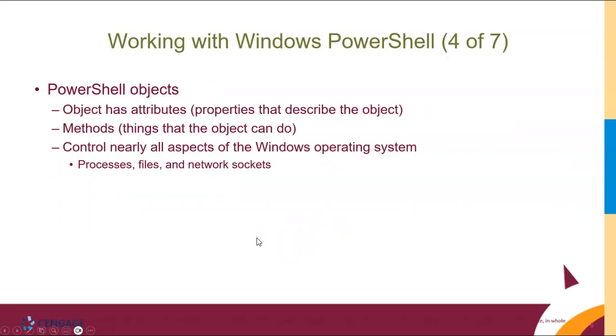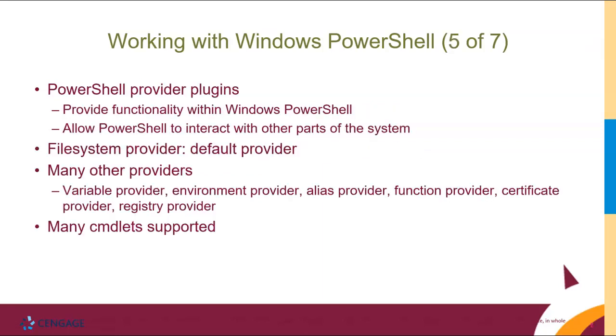PowerShell consists of objects. Pretty much everything inside of PowerShell is an object. The object has attributes, which are the properties that describe the object. It has methods, which are things that the object can do. And they control nearly all aspects of the Windows operating system: processes, files, network sockets. Pretty much anything that is in .NET you can do in PowerShell.